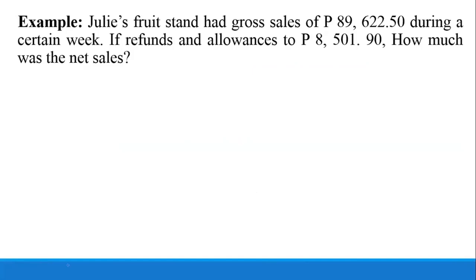All right. Para mas maintindihan natin. So, Julie's fruit stand had gross sales of 89,622 pesos and 50 centavos during a certain week. If refunds and allowances were 8,501 pesos and 90 centavos, how much was the net sales?